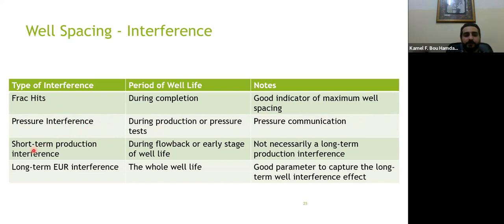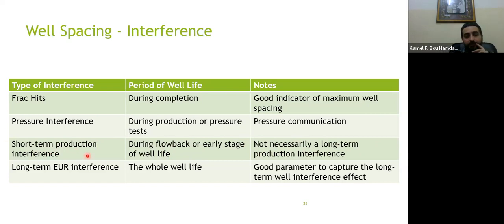The third thing is the short-term production interference. In this case, we are looking at the early stage of the well life. Let's say we have just produced our fluids in the flowback period. Okay, we have this kind of interference, but it might not really be a long-term production interference. Therefore, it is fine. We don't really mind having this kind of interference.